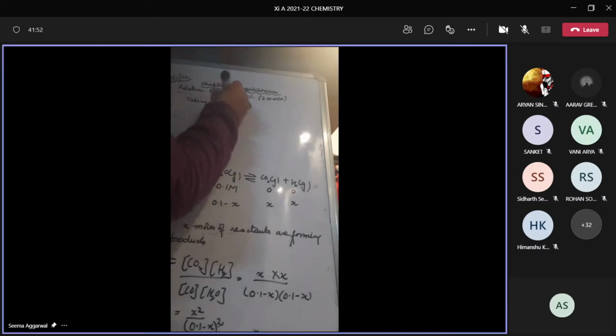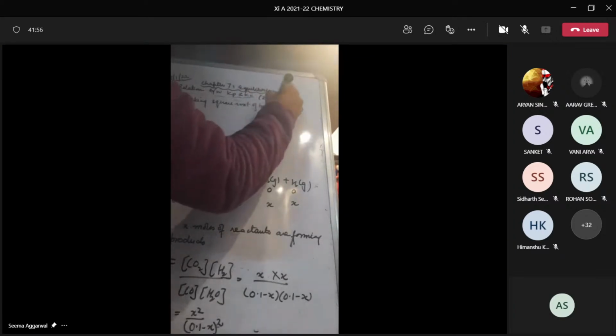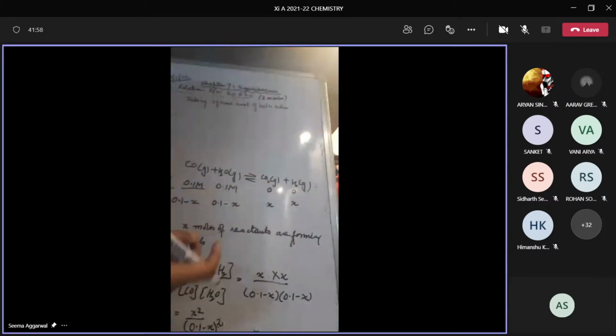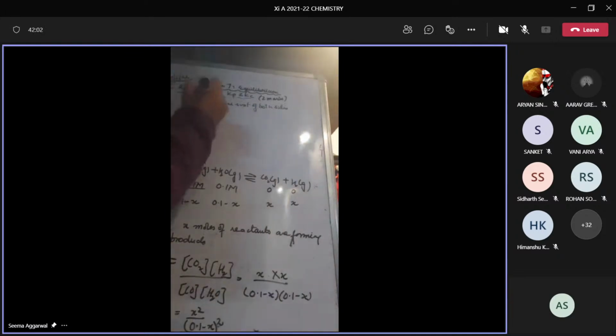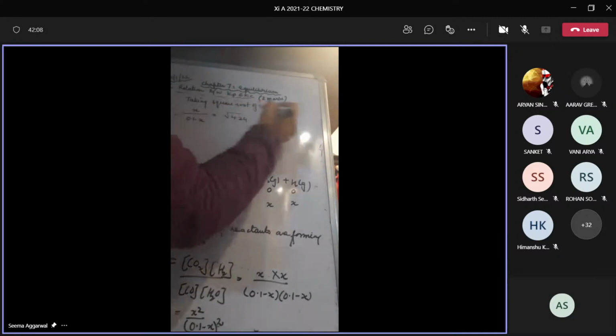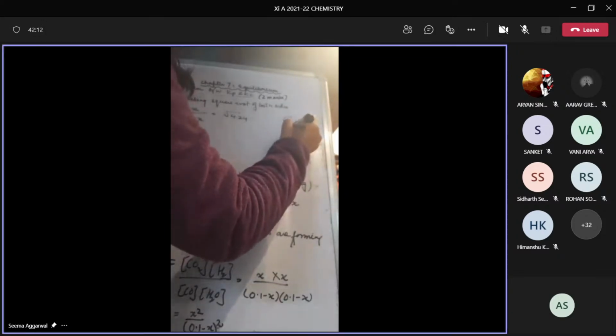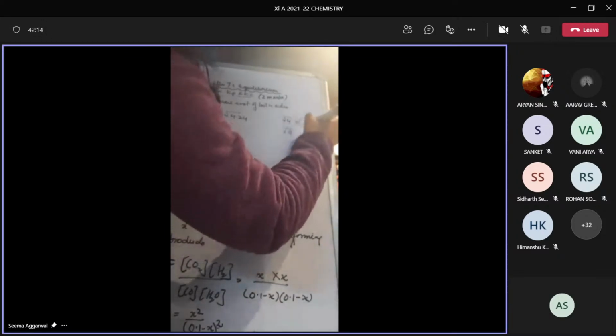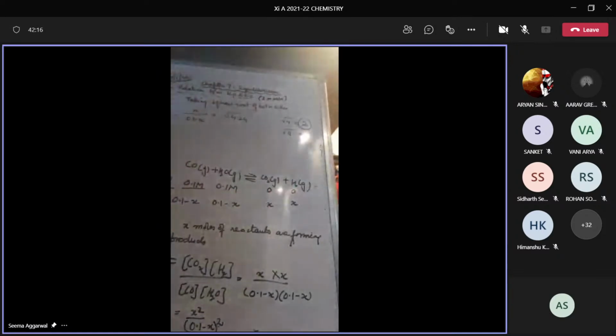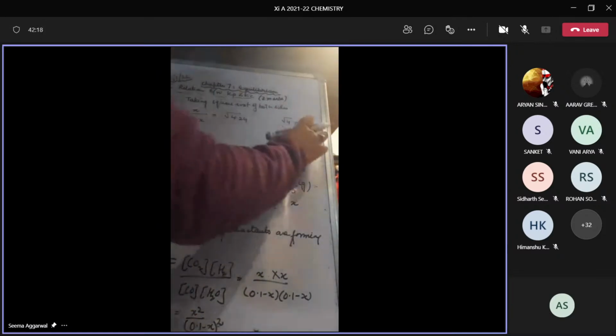Taking square root of both sides, because negative value is not acceptable, negative concentration is not there. So when I am taking the square root, x upon 0.1 minus x is equal to square root of 4.24. Now what we know is that square root of 4 is 2, square root of 9 is 3. So answer will be very much closer to 2, first thing. And you can calculate the square root.